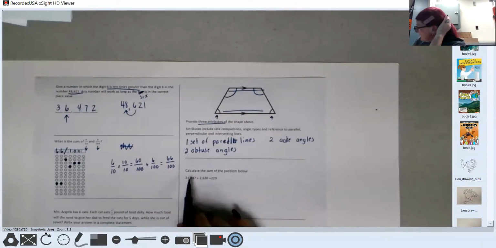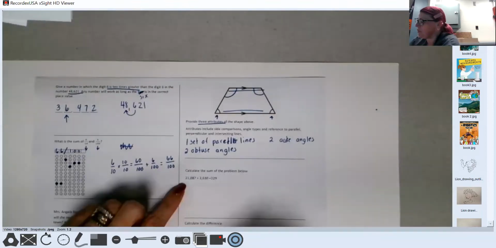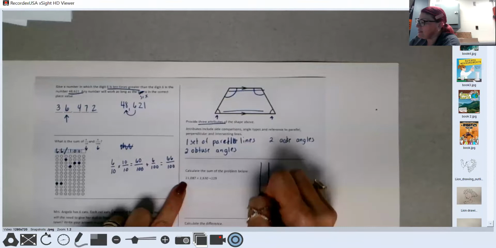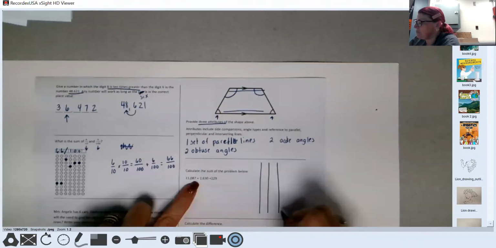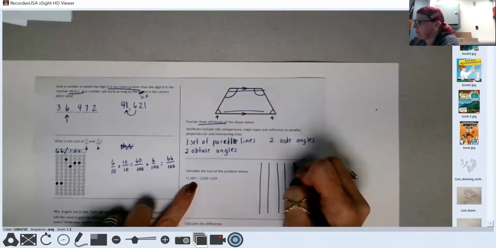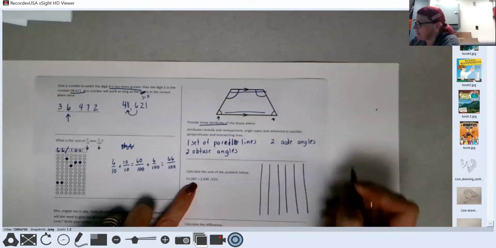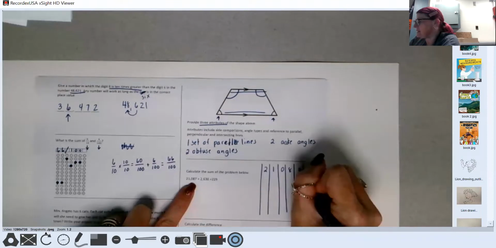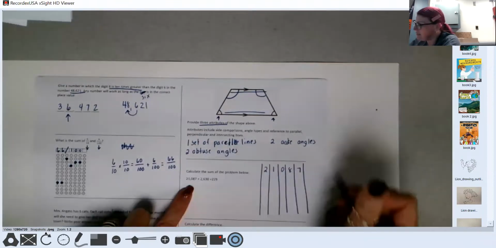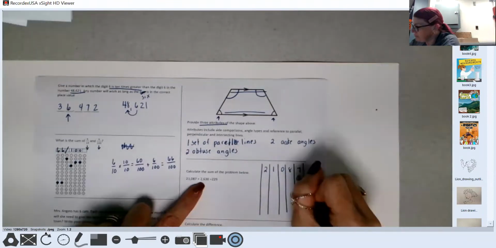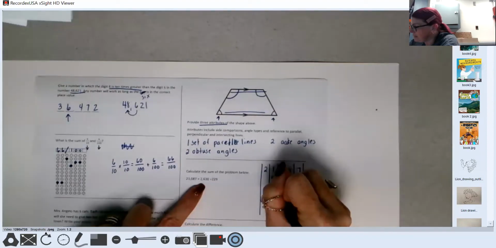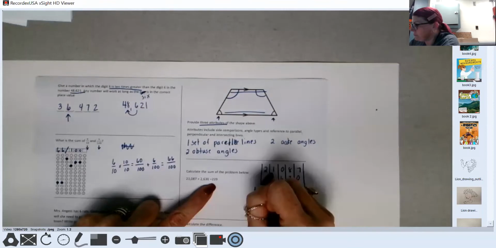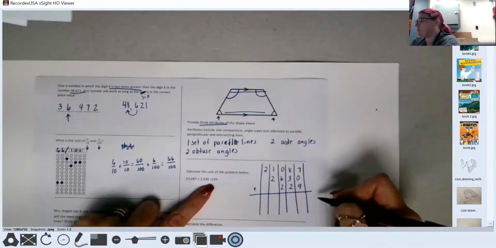The next one says calculate the sum of the problem below. So one of the things that really helps is drawing lines to make sure that your numbers are in the right place values. You don't mess them up. So I'm going to draw some lines. 21,087, and this is something you could definitely do on a test. I have to make sure I line my numbers up correctly. And 229. So I always start in my ones place.